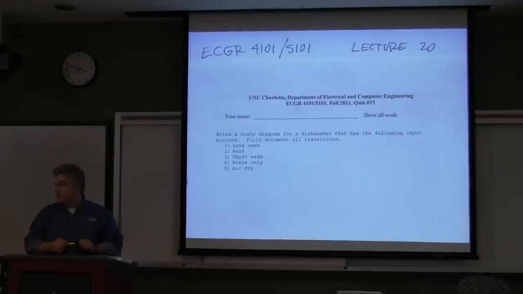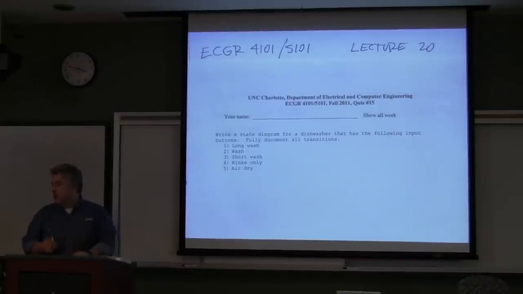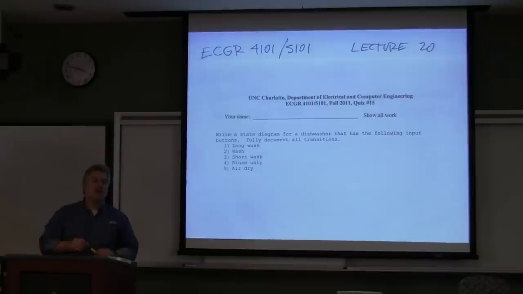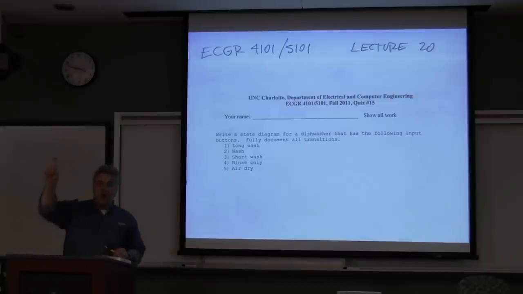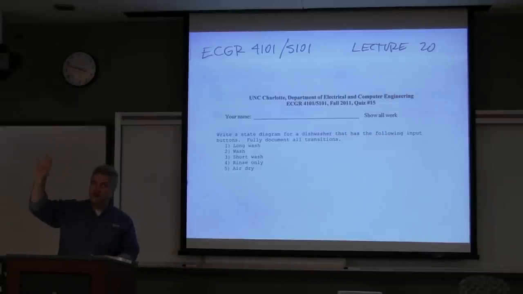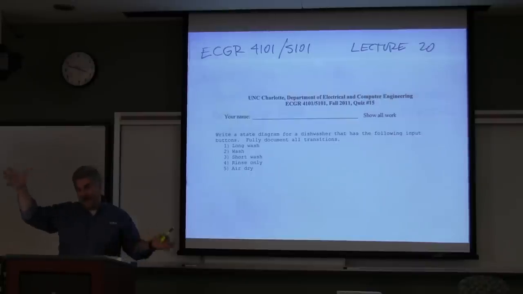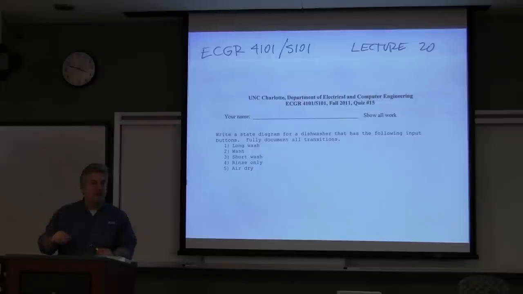And that has the following input buttons, fully document all transitions. The implication is you have five buttons, right? I thought it would be inherently obvious that you do a long wash or a short wash, right? And if you wash, you should rinse as well, right? And dishwashers, I made the assumption you all knew, I asked that at the beginning, it has a dry cycle unless you push the button that says air dry and then it goes straight to end, right?